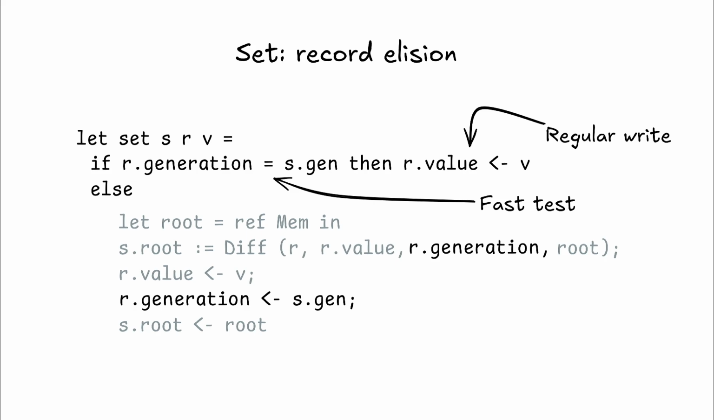But basically, we are going to have a generation counter that we increase each time we take a capture. And when we do a set operation, we are going to check if the generation associated with a reference, which is the generation of the store the last time it was written, is the same as the current store. Then we know that we have already recorded the old value somewhere, and we have nothing to do. We can just perform a regular write. And otherwise, we do the same thing as before and record the old value.